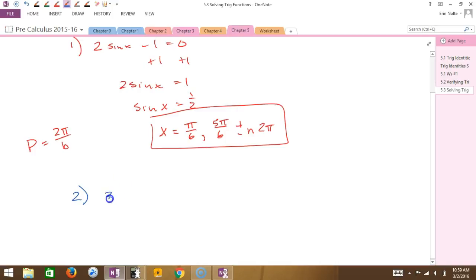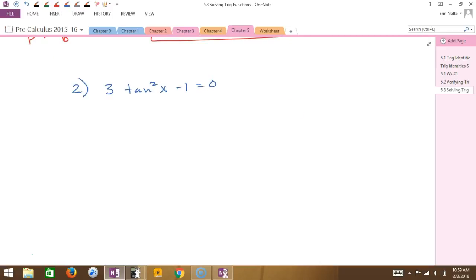Let's do another one. So let's say we have 3 tangent squared of x minus 1. Now this is an interesting scenario. Okay, so again, I'm solving for the tangent, so what are my steps?